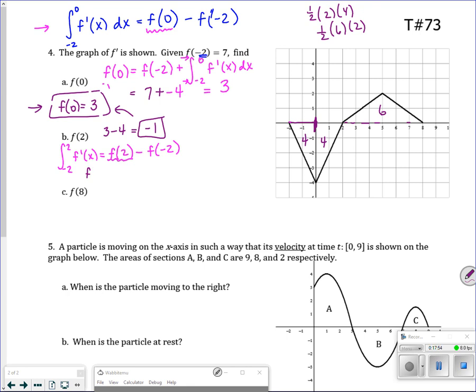So f of 2 is going to be f of negative 2 plus the integral from negative 2 to 2 of f prime. So f of negative 2 was given as 7. From negative 2 to 2, again, below the x-axis, so minus 8. And notice I get negative 1. You do f of 8, whichever way you like better.